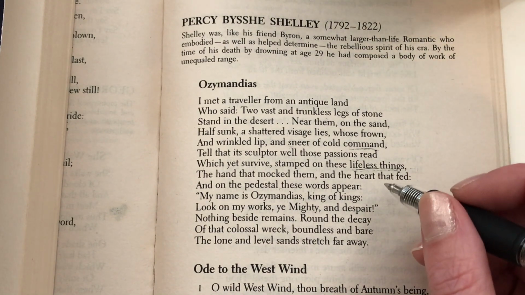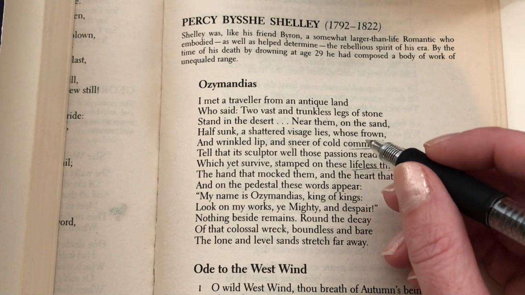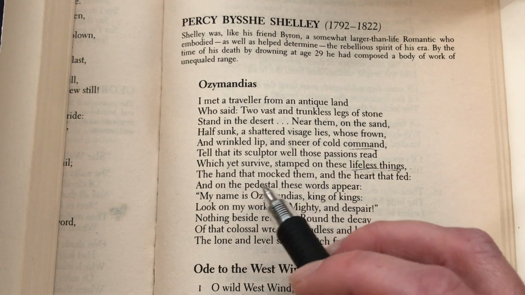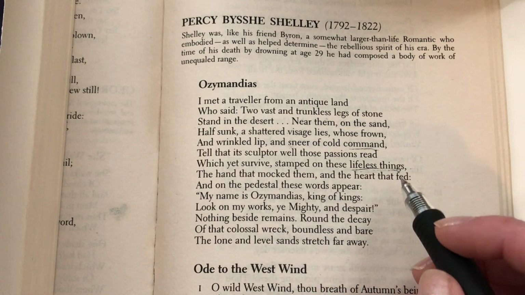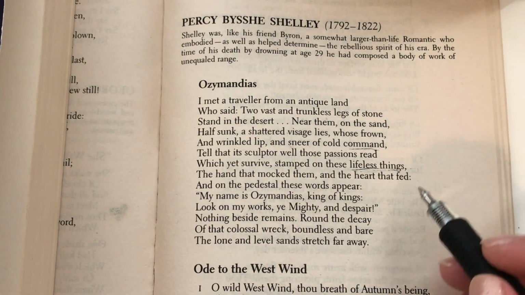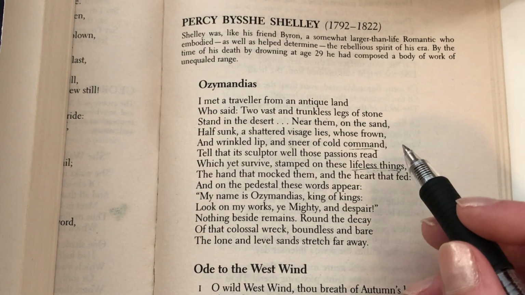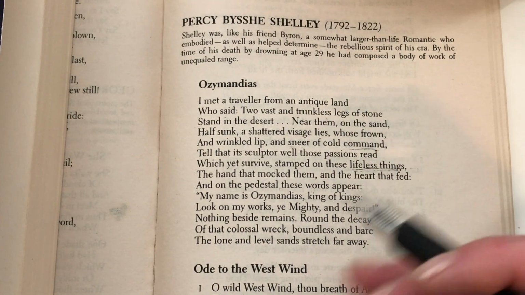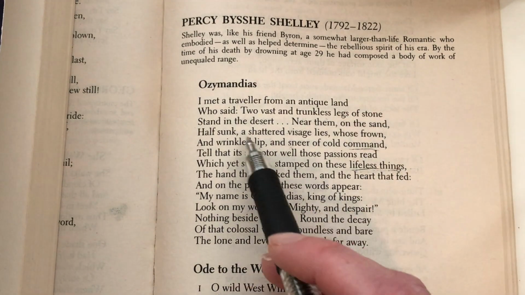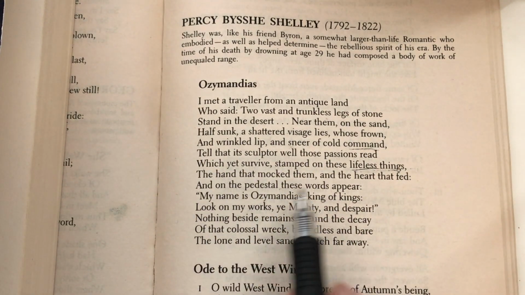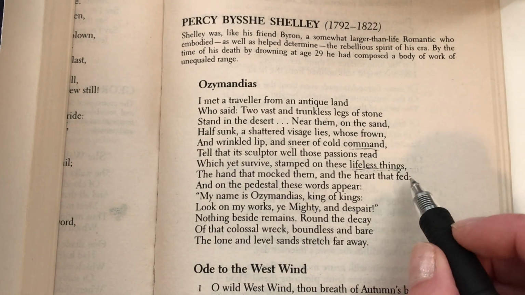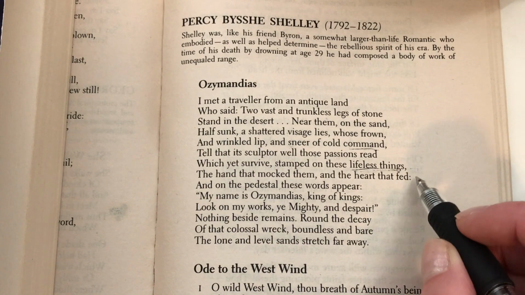What is it referring back to? But it's the hand that mocked them and the heart that fed, which seems to pretty clearly refer back, once again, to the ruler that is depicted in this statue. If you'll notice, so far we're still in the same sentence. This is just one massive sentence describing what this statue is all about, at least so far.